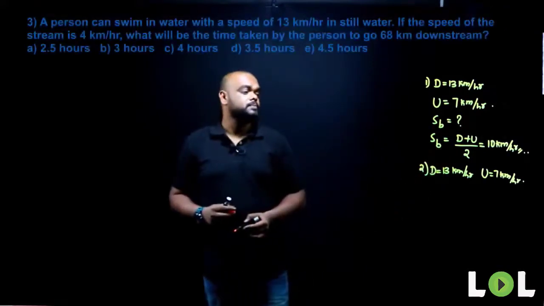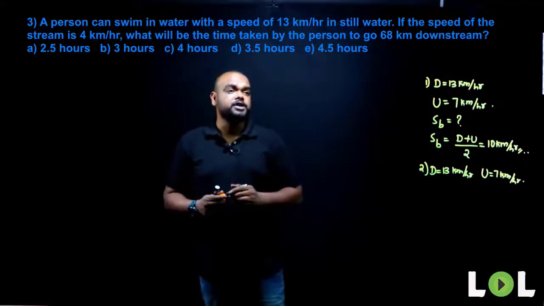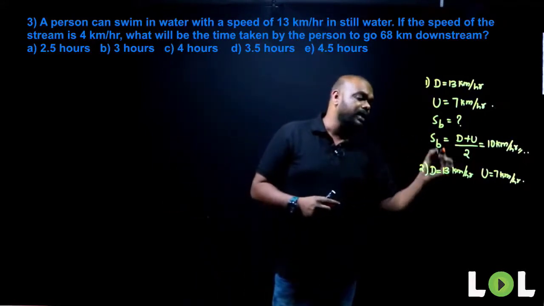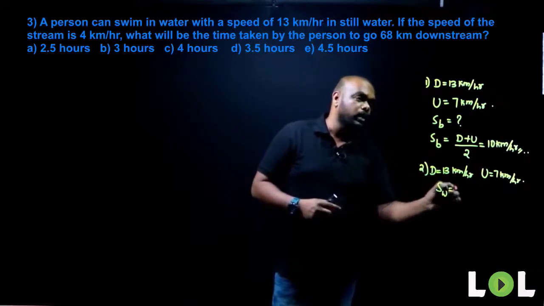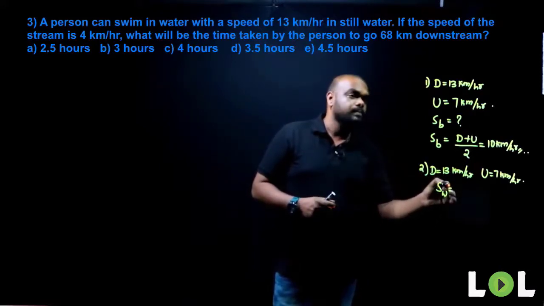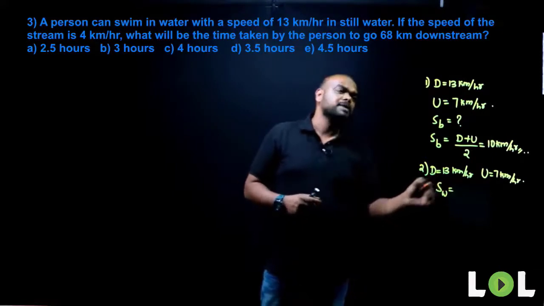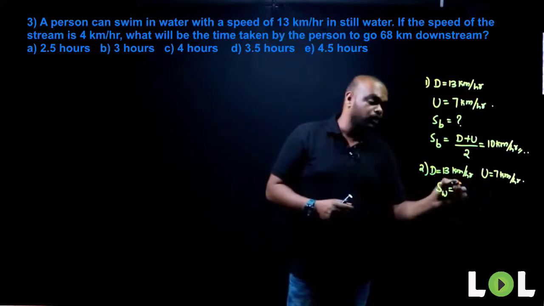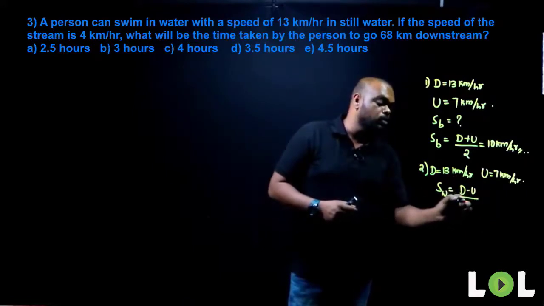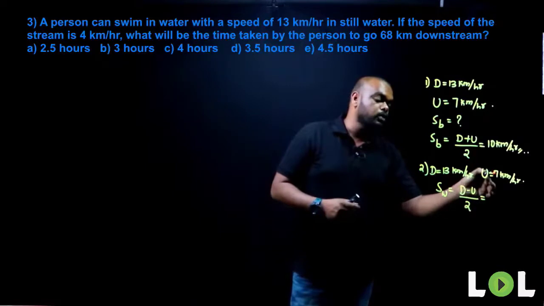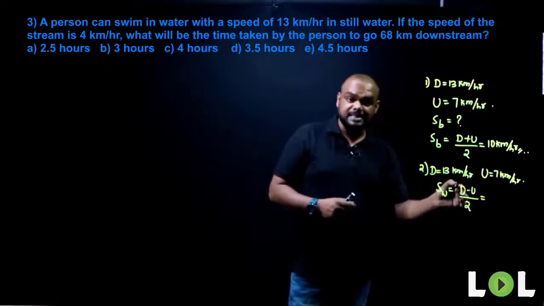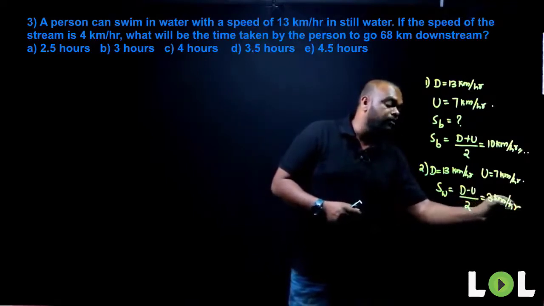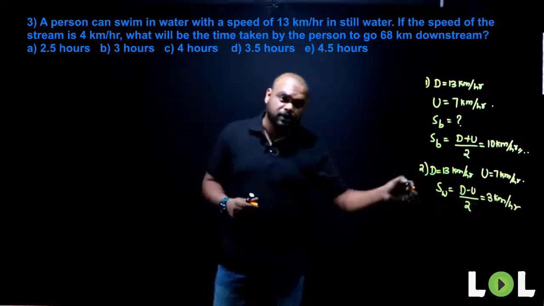Okay, go to the third question. Let us see the third question. Before going further, people, if he asks what is the speed of water, what do we do? Options are different, that must be a mistake, do not worry. How do we calculate speed of water? We know it is (D minus U) by 2. D value 13, U value 7. 13 minus 7, 6. 6 by 2 will be 3 kilometer per hour. If he asks speed of water or speed of current or speed of stream, very simple question.